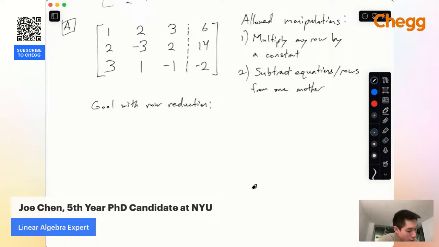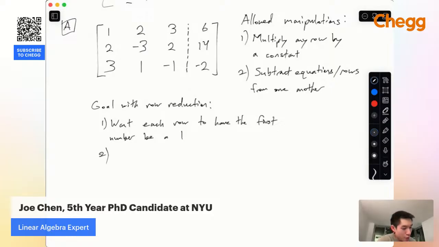So to make this precise, I want each row to have the first number be a 1. And so each row will then have a first number, which I call a pivot number. And then the other condition I want is that each pivot be a 1, and I'll call this a pivot. And then in each column with a pivot, there should be no other numbers besides a 1, besides that pivot.